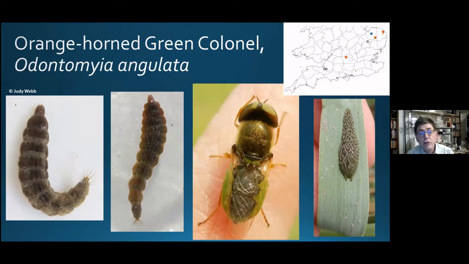So this is the orange-horned green kernel, which, as you can see from the map, is very restricted in its distribution. And Judy's successfully managed to rear this from larvae and to then observe the adults laying eggs. It's really adding to our knowledge of what this species does. And she's done that for a number of other species as well.